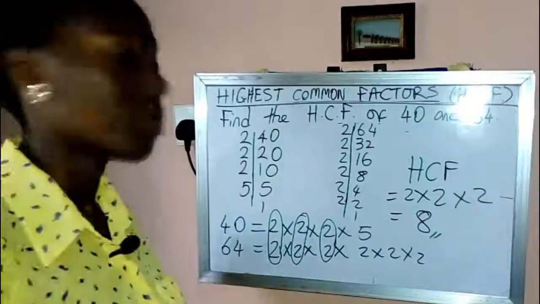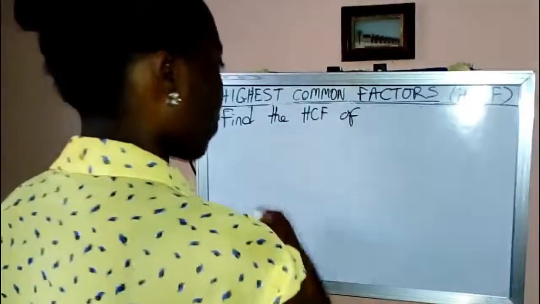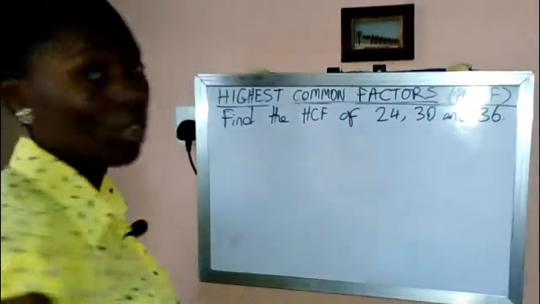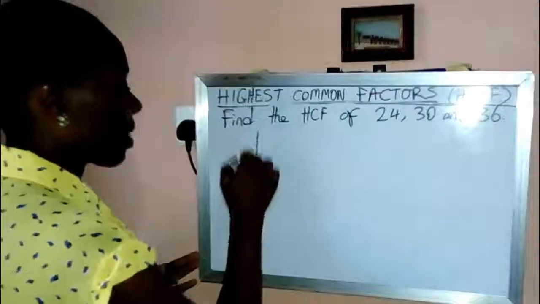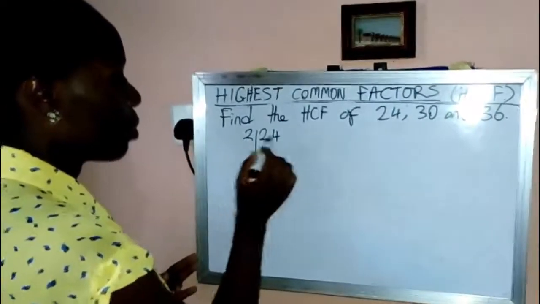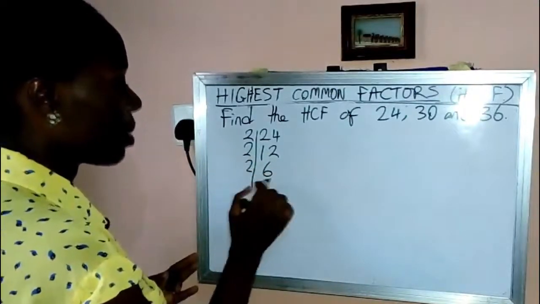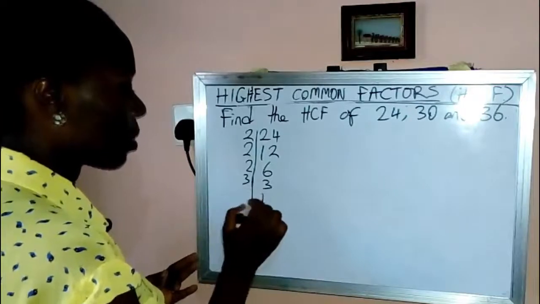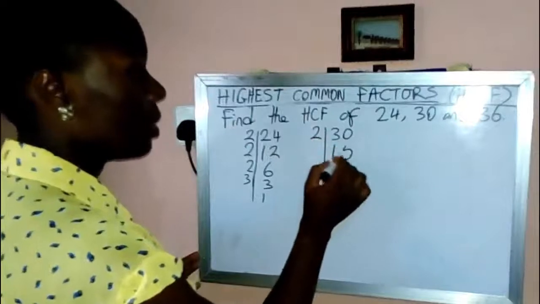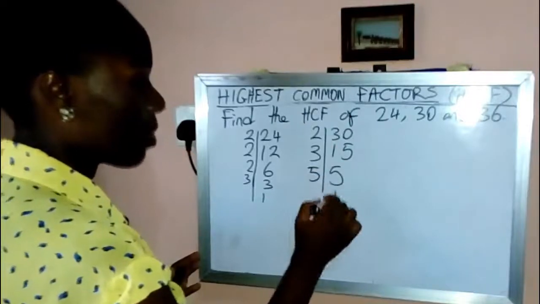Let's see just one more question. Find the HCF of 24, 30, and 36. Alright, I would want to use my prime factors method again. 24. What are the numbers that can go into 24? 2 into 24, I have 12. 2 into 12 is 6. 2 into 6 is 3. 3 into 3 is 1. 30. 2 can go into 30 to give me 15. 3 into 15, I have 5. 5 into 5 will give me 1.